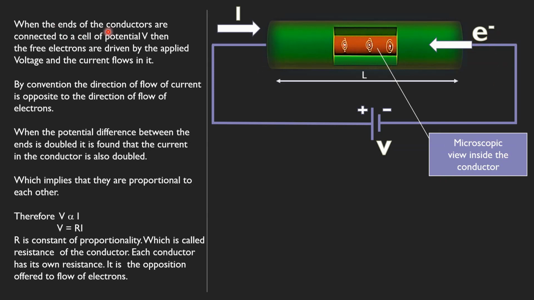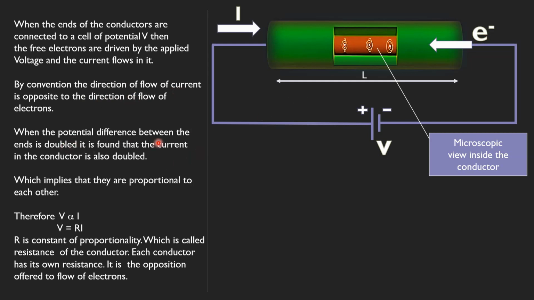Now, when the ends of the conductor are connected to a cell of potential V, the free electrons are driven by the applied voltage and the current flows in it. This potential is nothing but the amount of work done to move the electrons from this end to this particular end. And we know that the direction of conventional current is always opposite to the direction of flow of electrons.